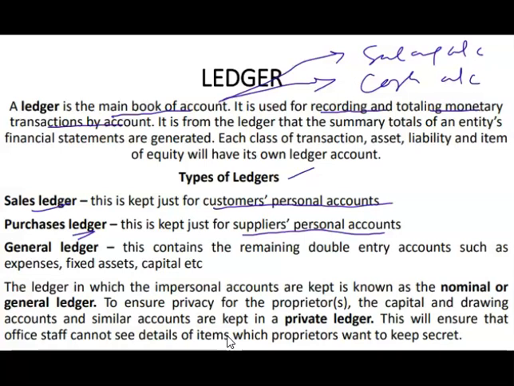While all other accounts, whether it's fixed, expense, capital, will go into what? General ledger. Any account that is not in the sales ledger or purchase ledger will go into the general ledger account.